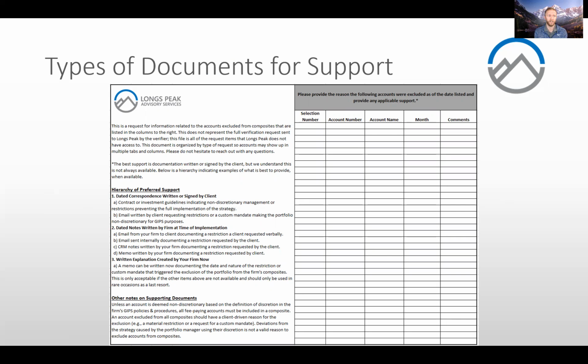So as you can see here, there are various items that we can provide as long as it is clear and obvious what those restrictions are, and we can communicate that to the verifier. That will get us through this testing item of a given verification.